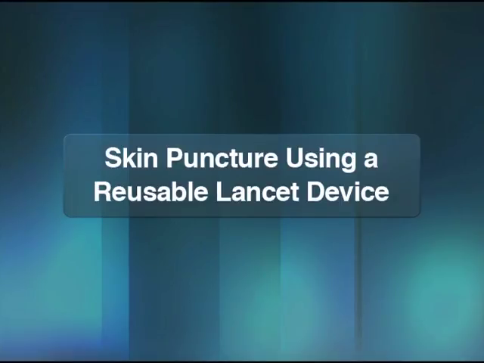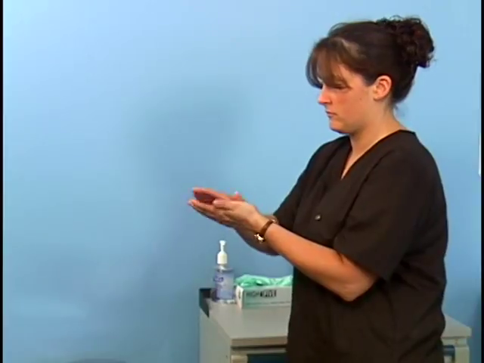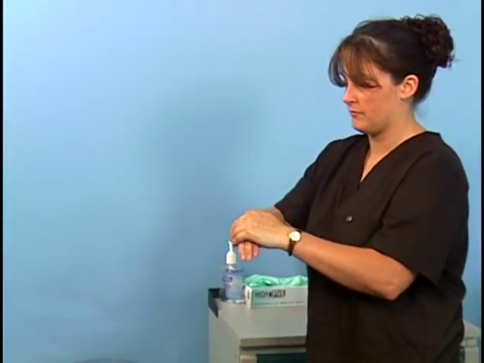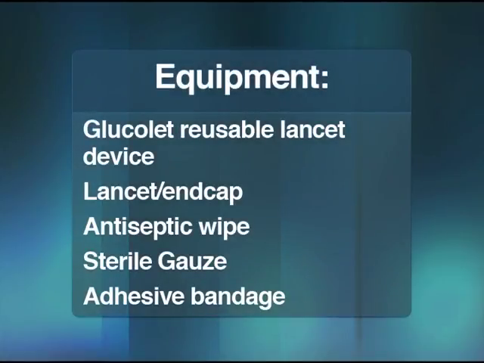The medical assistant will now show you how to perform a skin puncture using a reusable Lancet device. Sanitize your hands. This time, when you assemble your equipment, obtain a Glucolet 2 reusable Lancet device. You also need a disposable retractable Lancet which is housed in an end cap. Also assemble an antiseptic wipe, sterile gauze, and an adhesive bandage.